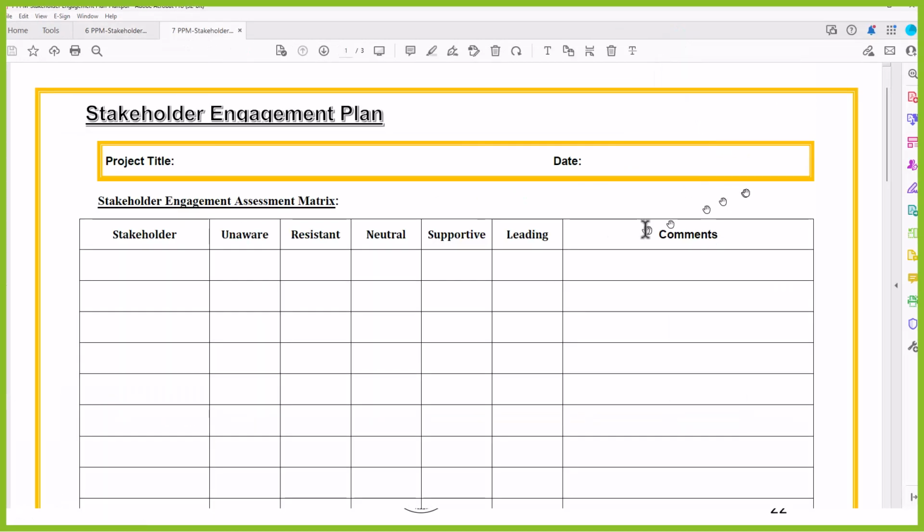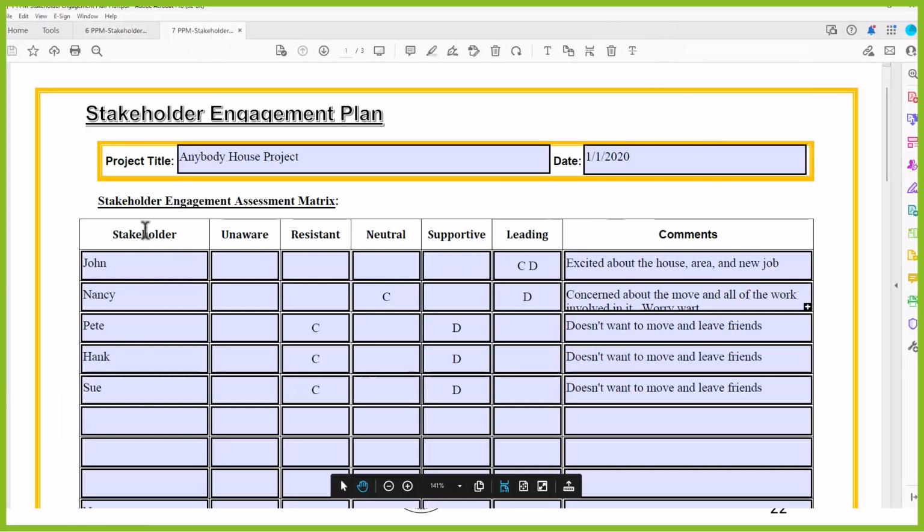And you'll see here, again, that we have the unaware, resistant, neutral, supportive, and leading, for each of the stakeholders. And then we'll have general comments about them. Take John, for example. John's excited about the house, the area, and the new job. Nancy is concerned about the move and all the work that's involved. Nancy is a worrywart.